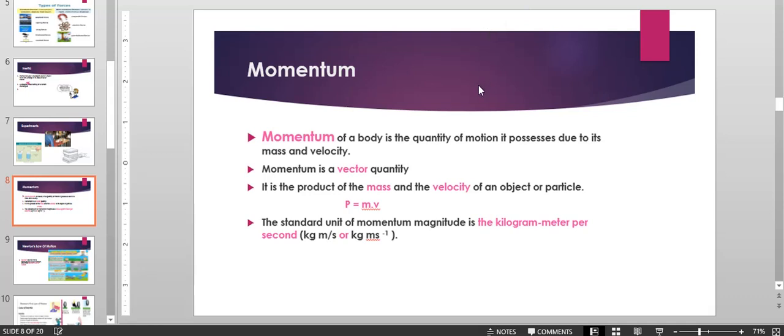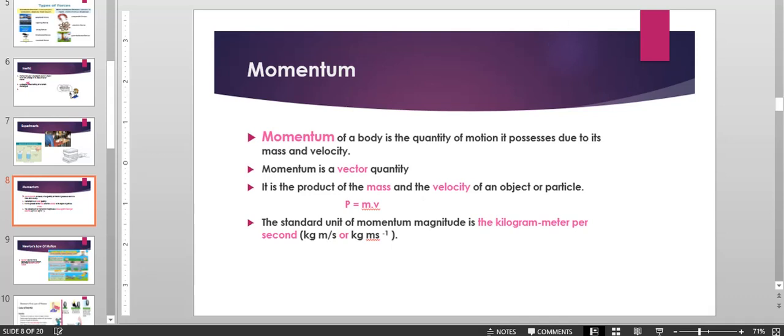So momentum is a vector quantity, whereas it is the product of the mass and the velocity of an object or particle. Mathematically, it is represented as P = m·v. M represents the mass and v represents the velocity, whereas momentum is the product of these two terms, that is mass and velocity.